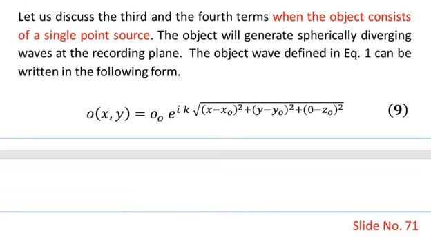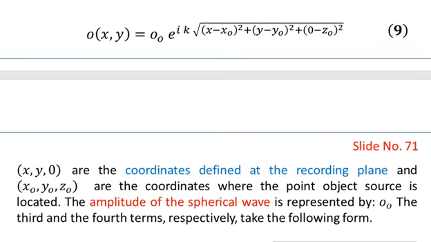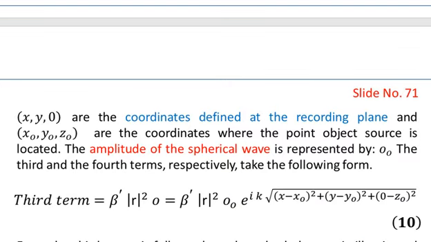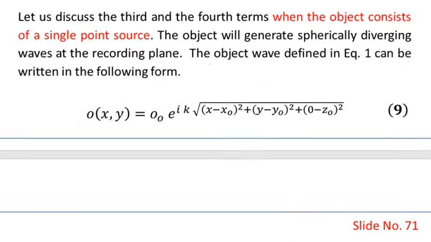So now the phase is in the form of e to the power iota k into this factor. You know that this factor is very important, and why does it arise? Because x comma y comma 0 are the coordinates defined at the recording plane, and x naught, y naught, z naught are the coordinates where the point object source is located. So that's why we have recorded this value, and you know that this is the square root of this quantity. So remember that.